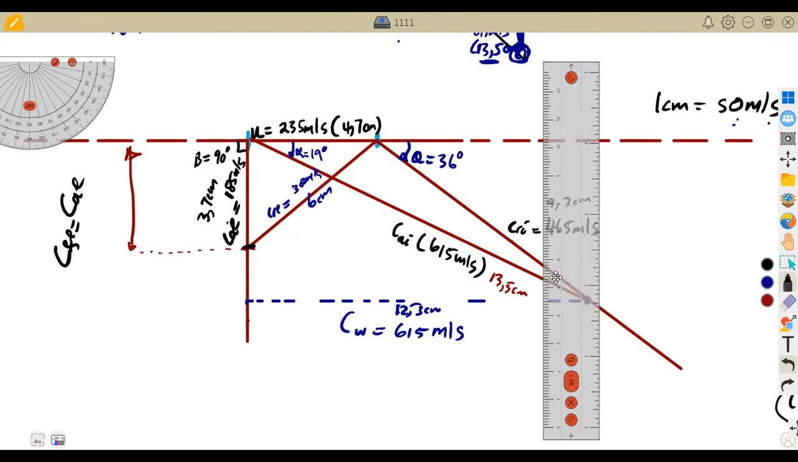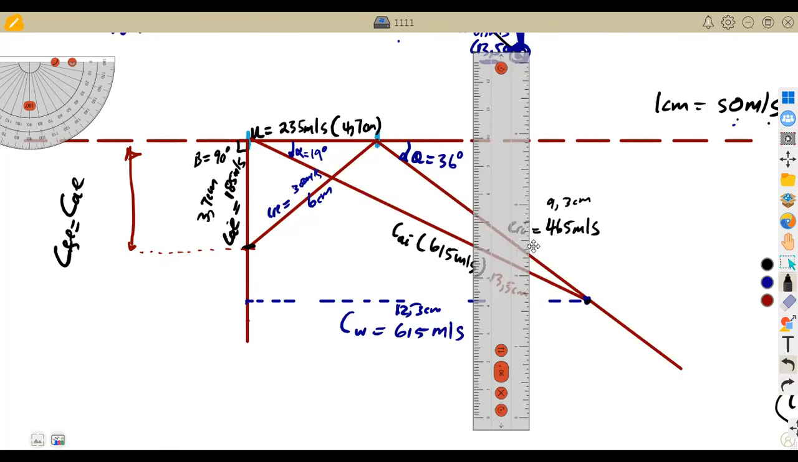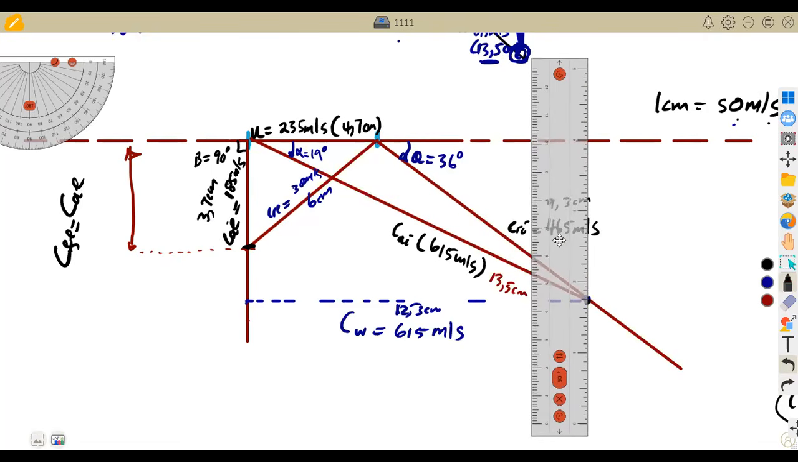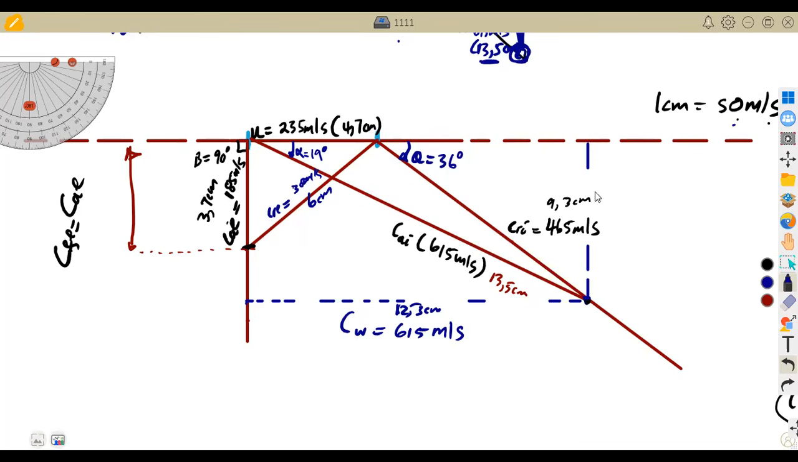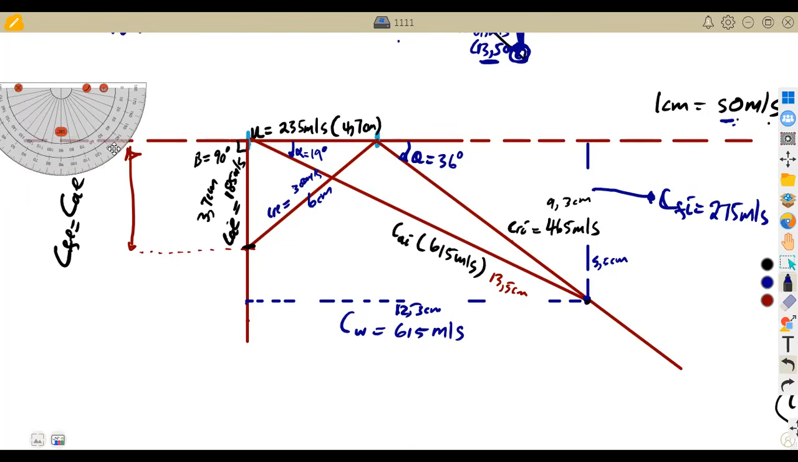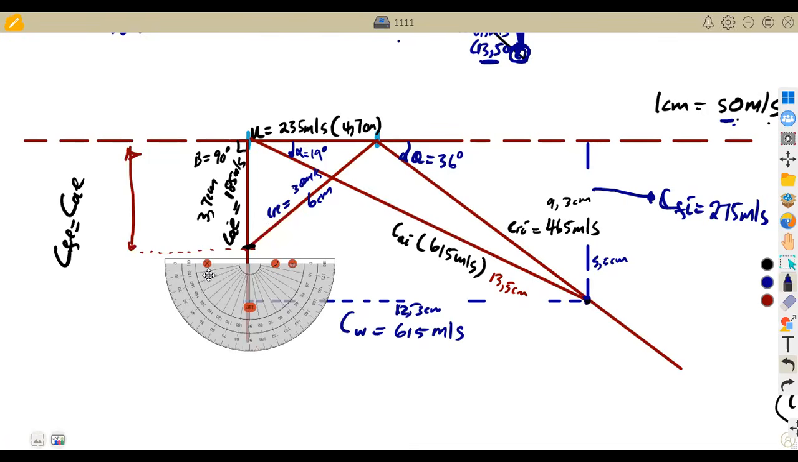At the inlet at 90 degrees, this must be perpendicular. So you take it at 90 degrees from this point, and you have your inlet flow velocity in this case. If we were to measure our inlet flow velocity, we are going to obtain 5.5 centimeters, multiplied by 50 so that you convert to meters per second. That is going to be 275 meters per second. So we have completed everything on our diagram.